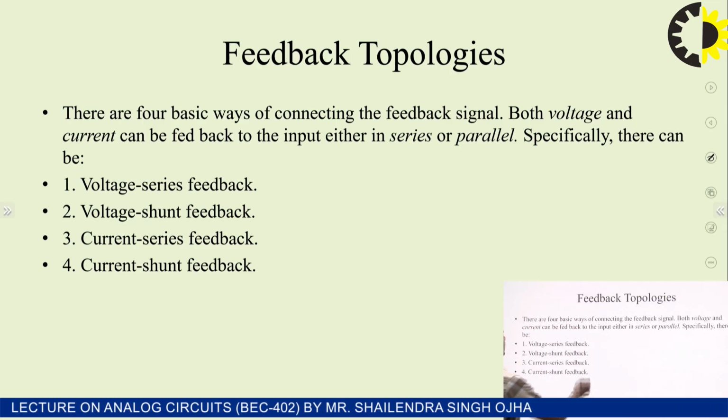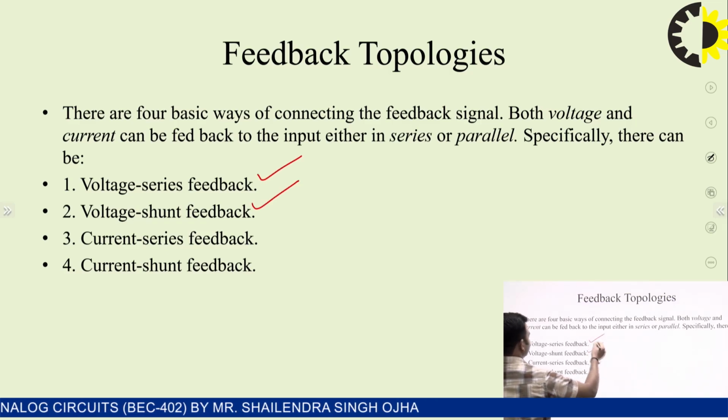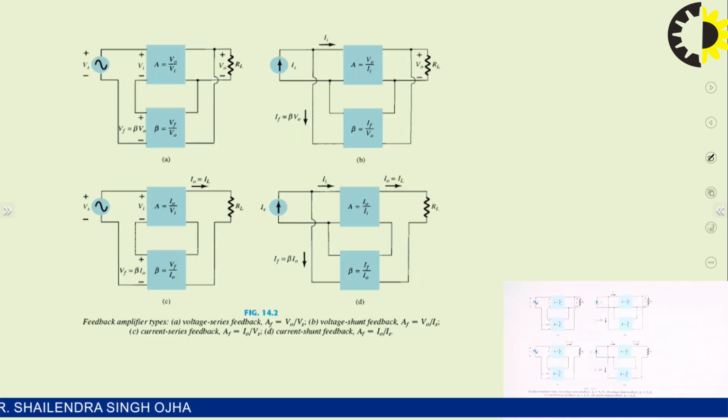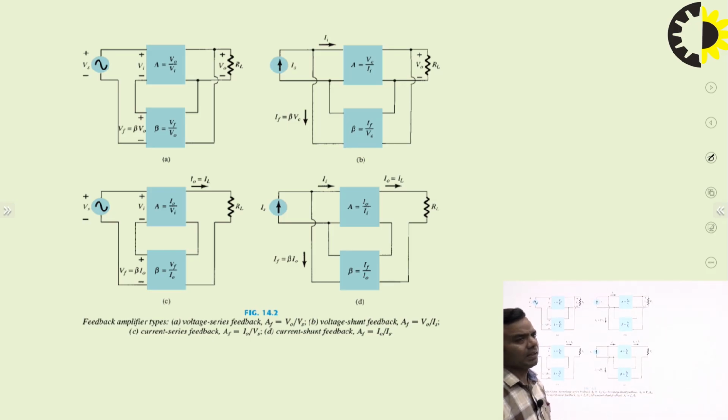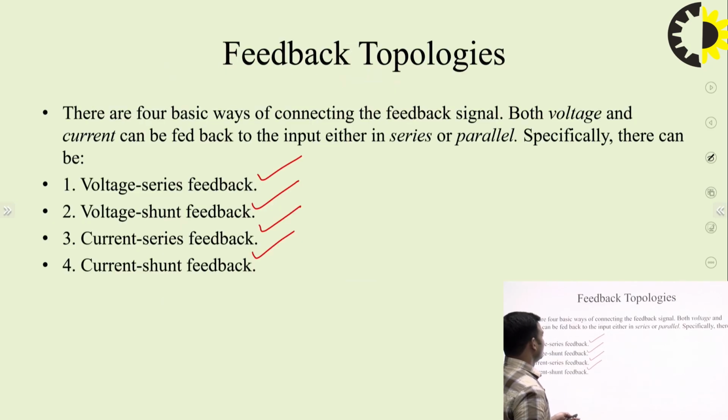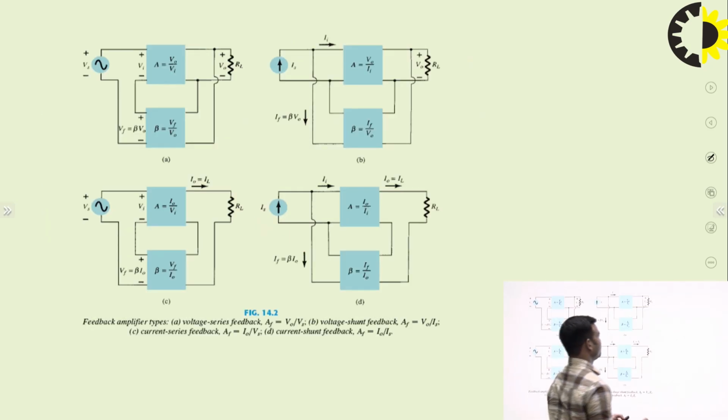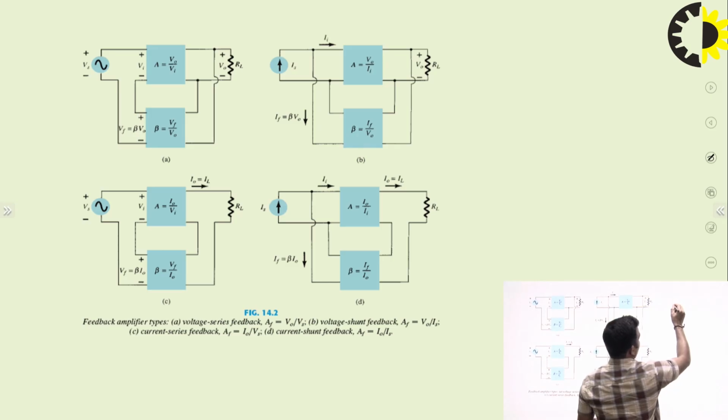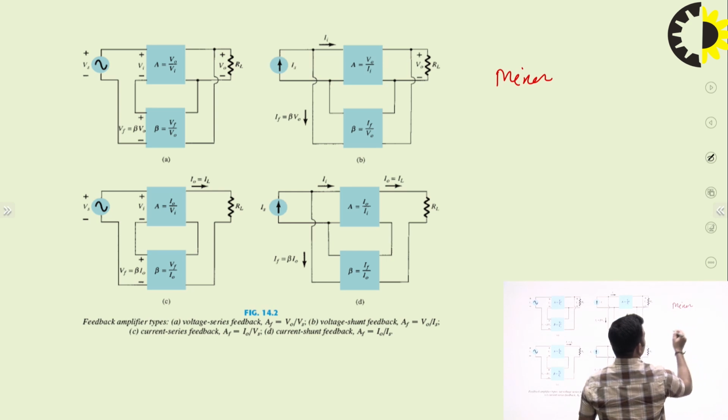One is voltage series feedback, voltage shunt feedback, current series feedback, current shunt feedback, and we will discuss these one by one. So, before discussing these individually, let us see these together. Before discussion of these, I would like to discuss a few things like the mixer network, and one was the sampling network.